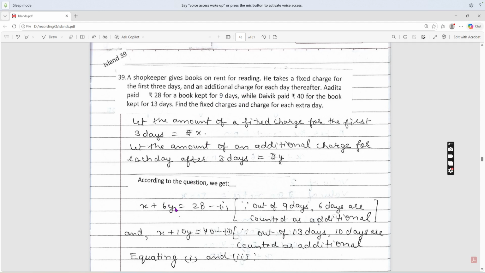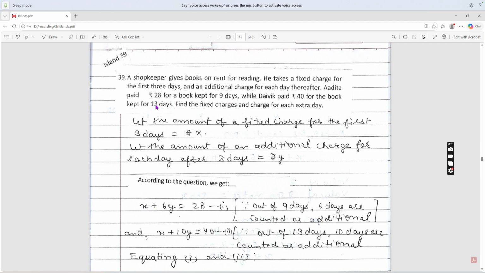that is y. So the total charges to be paid in the first case would be x plus 6y is equal to 28. Why? Because x is the fixed charges and 6y is the variable charges. So out of 9 days, 6 days are counted as additional, because 9 minus 3 is 6, and 3 are the days which are already covered in x charges.